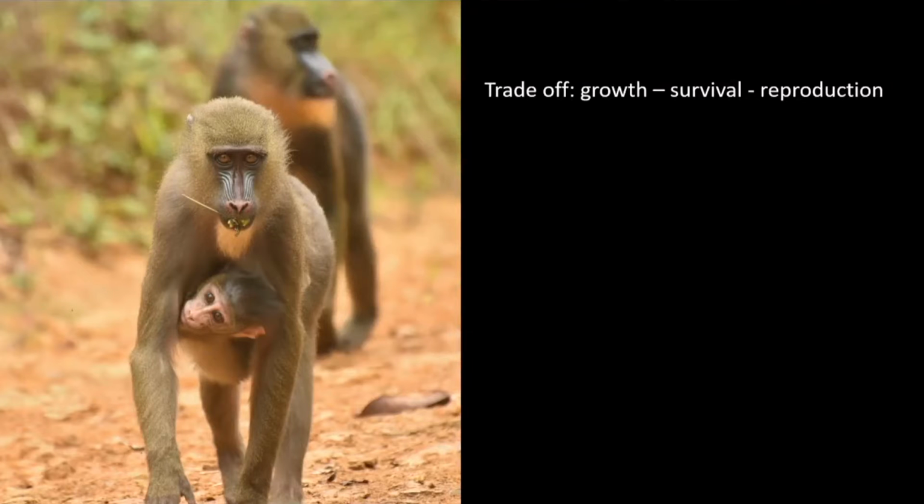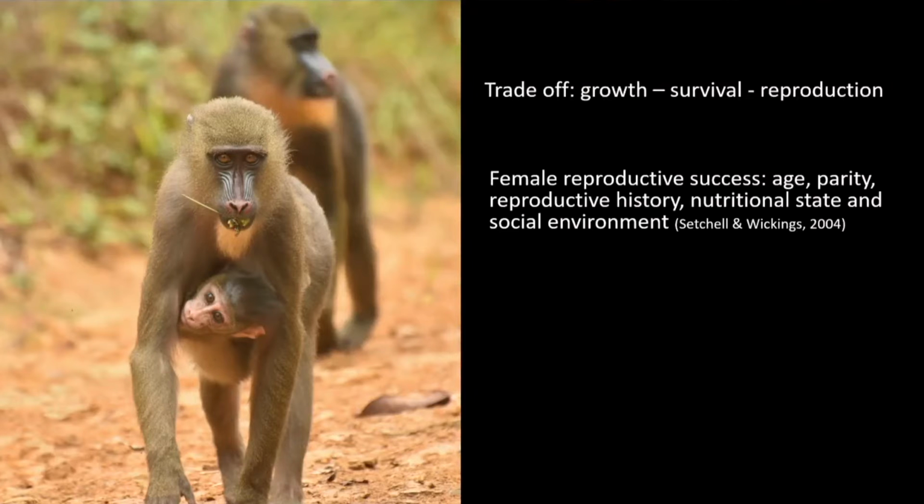Reproductive success depends on two factors. First of all, the ability to survive as an immature individual until reaching sexual maturity. And in the second place, the ability to reproduce successfully. This means that there's always a trade-off between growth, survival, and reproduction. The female reproductive success can be affected by several factors. This includes, for example, age, parity, reproductive history, nutritional state, and social environment.